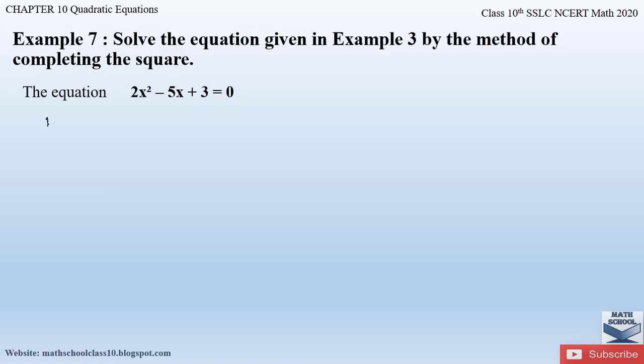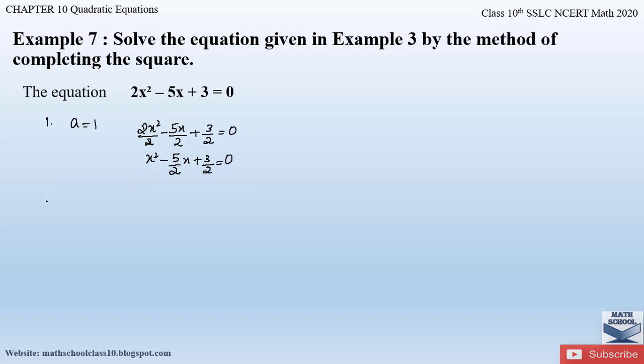Step number 1 is we have to make the a value, or the coefficient of x square, equal to 1. That can be done by dividing the whole equation by 2. So 2x square divided by 2 minus 5x divided by 2 plus 3 divided by 2 is equal to 0. Now this 2 and 2 will get cancelled and we are left with x square minus 5 by 2 x plus 3 by 2 is equal to 0.